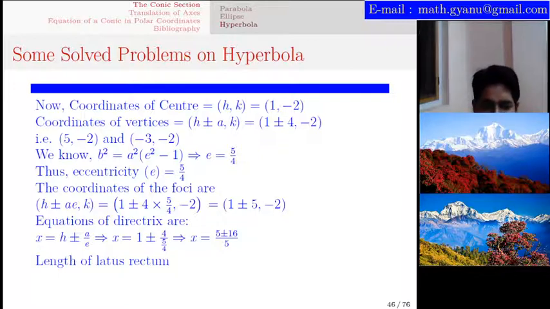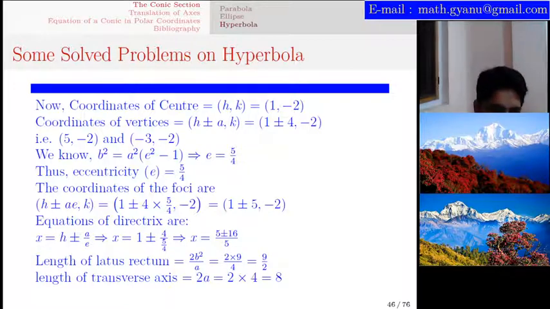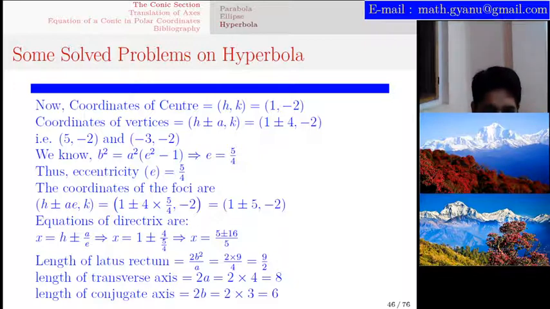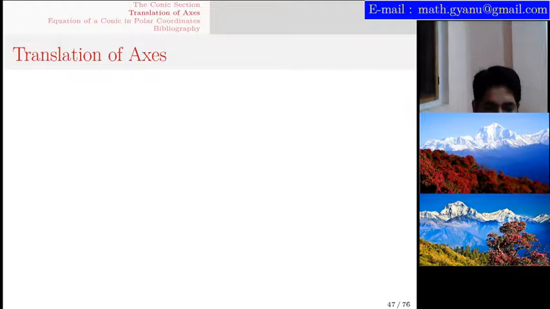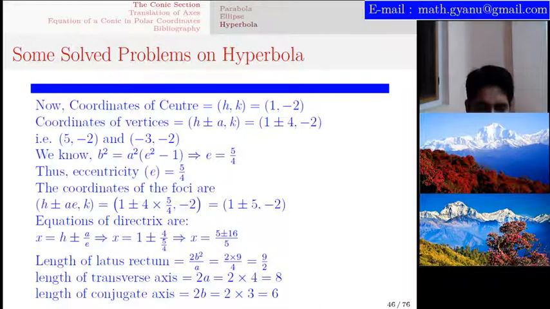Okay, length of latus rectum, simply substitute the values and you will get 9 by 2. And the length of the transverse axis is 2 times a, that is 8. The length of the conjugate axis is 2 times b, that is 6. This completes the solution. And at the end of this video you will see the practice question.